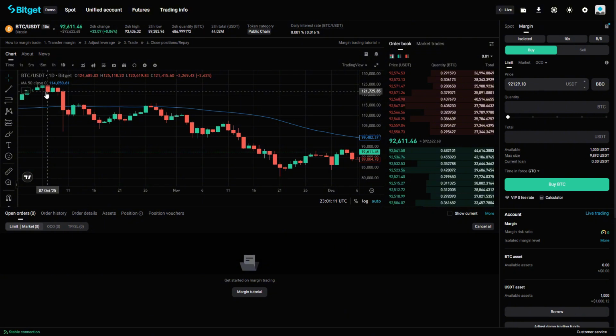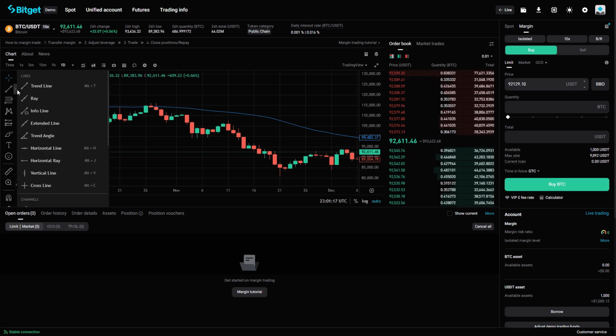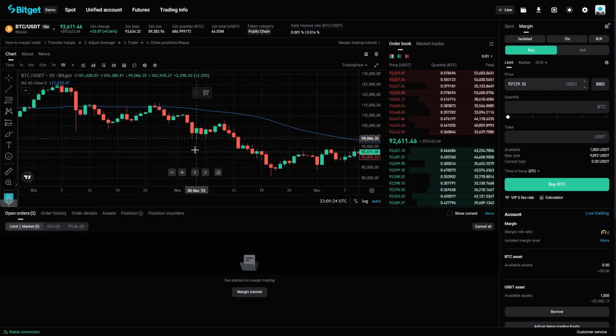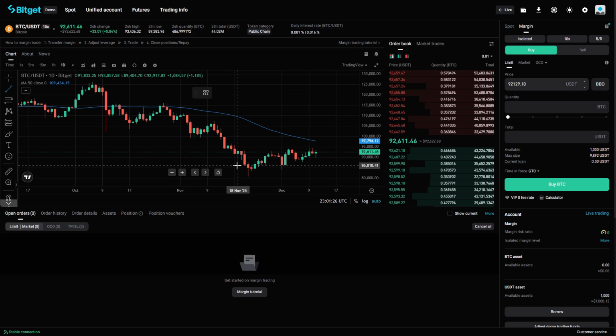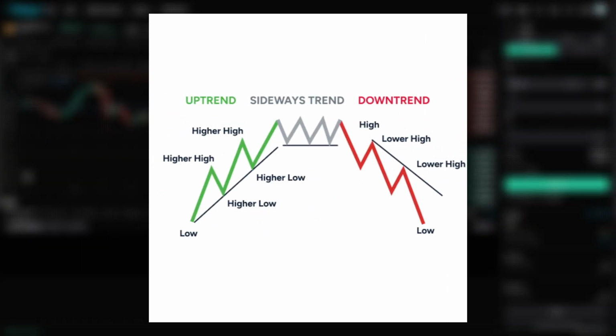Okay, now let us add some tools to help you make better trading decisions. On the left side of the chart, you will see a toolbar with a bunch of icons. These are your drawing tools and indicators. The most basic and useful tool is the trend line. Click on the trend line icon, then click on 2 points on the chart to draw a line. This helps you identify the direction of the trend.